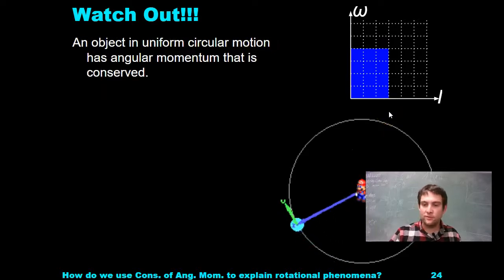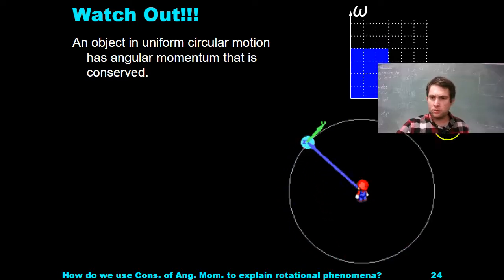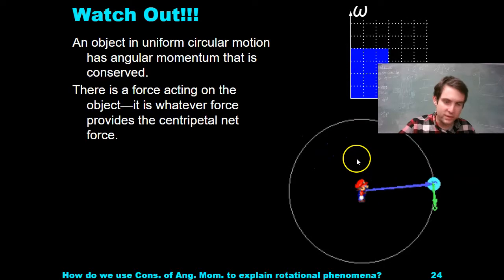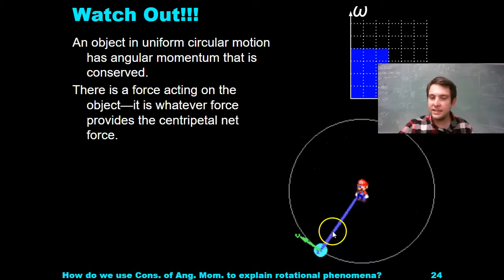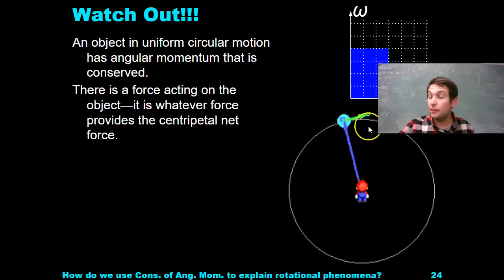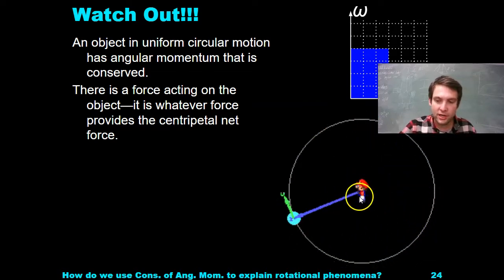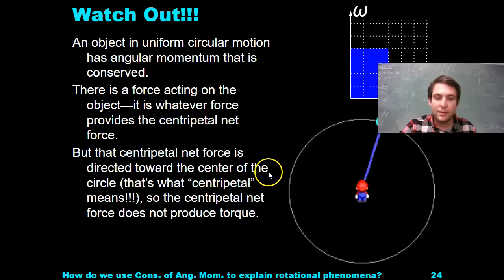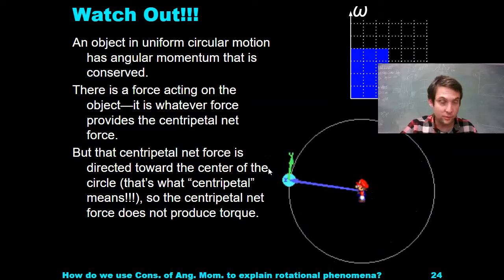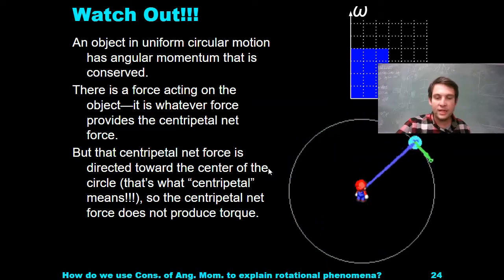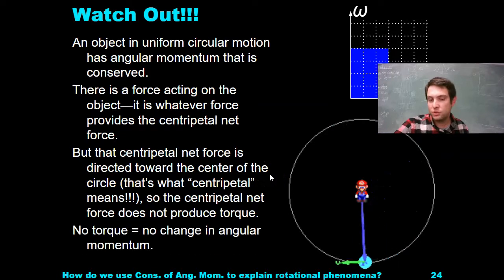An object in uniform circular motion has angular momentum that is conserved. Planets orbiting. Mario watching a ball. There's a force acting on the object, whatever force provides that net centripetal force. If it's a planet orbiting, it would be gravity. If it's Mario twirling a ball on a string, then it's the tension in that string. But that centripetal net force is directed towards the center of the circle. Remember, centripetal means center seeking. So the centripetal net force does not produce torque. No torque means no change in angular momentum.